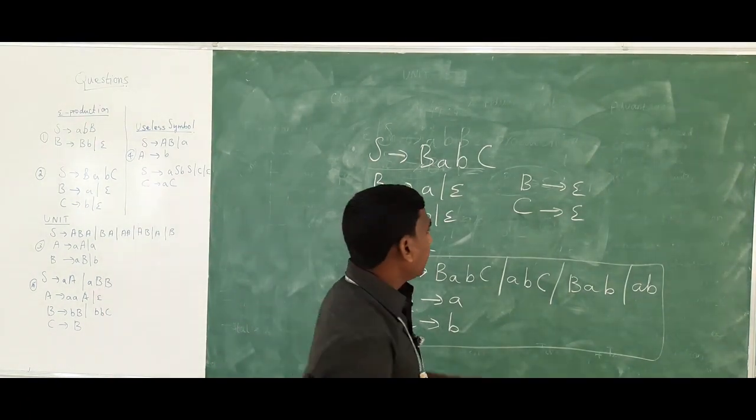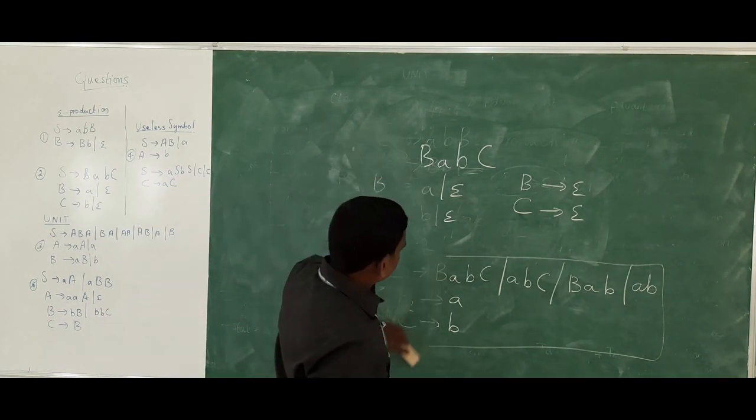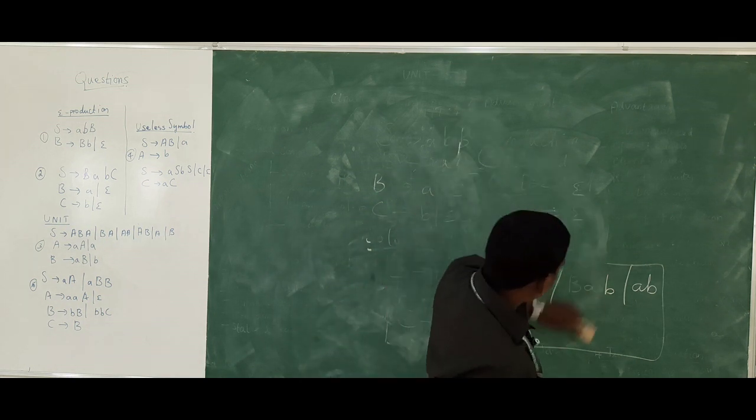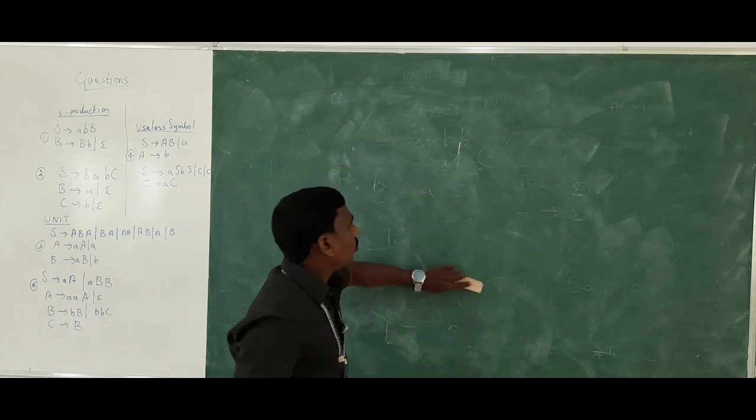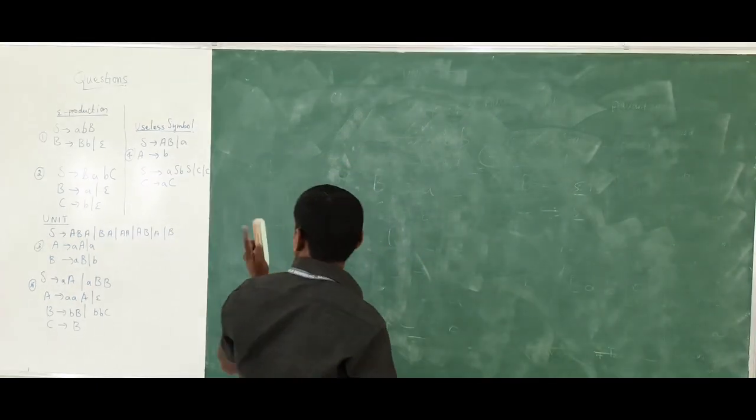And so I solved these two questions. And second one, I told you, eliminating unit production. Okay. So you know how to find epsilon production, and now I am going to teach you how to find unit production. The same grammar I am going to take.